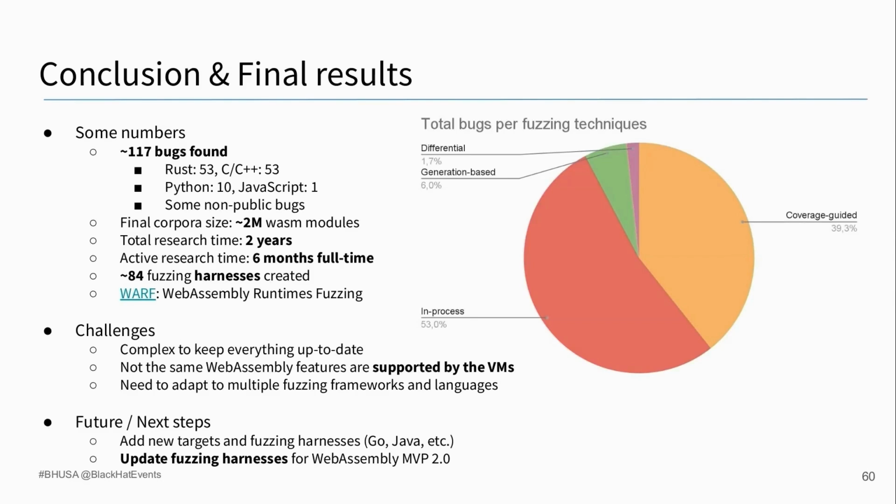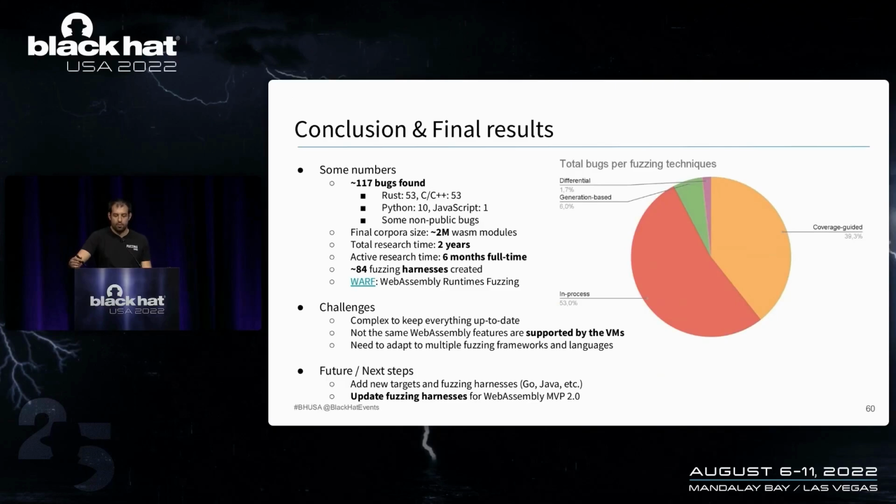Some future next steps. I'm planning to fuzz some WebAssembly VMs written in Go, so I'm planning to fuzz those as well. Maybe some Java ones too, as there are implementations there as well. And since they recently announced WebAssembly MVP 2.0, I'm also planning to update my fuzzing harnesses and maybe find some new bugs in the new features that will be added.